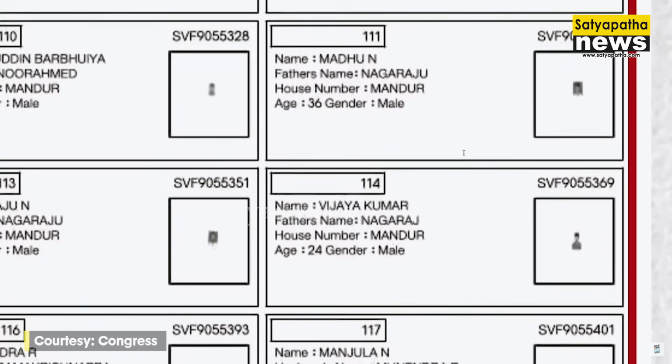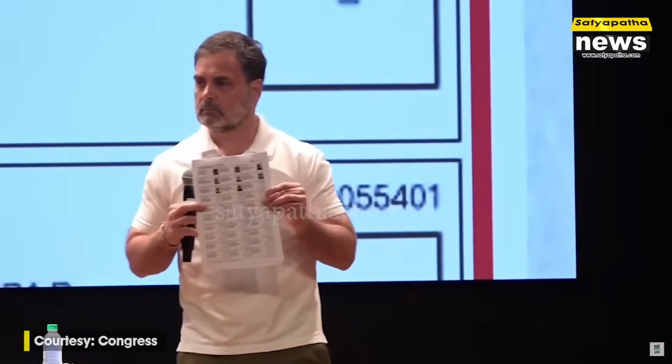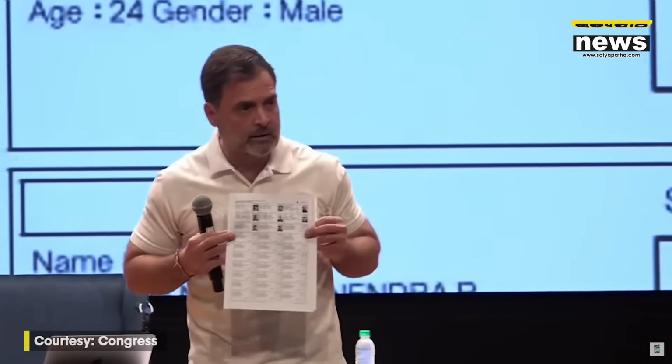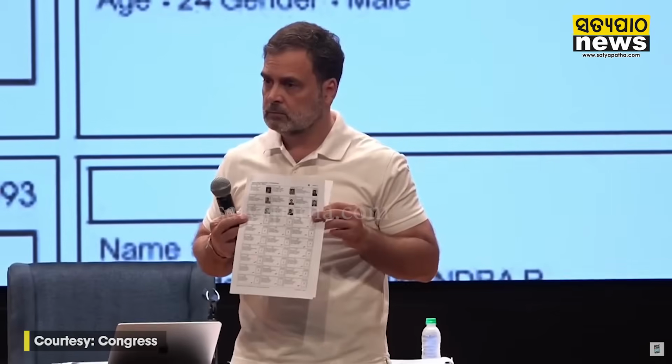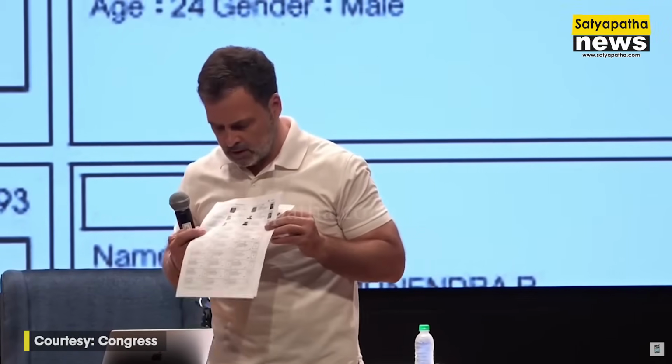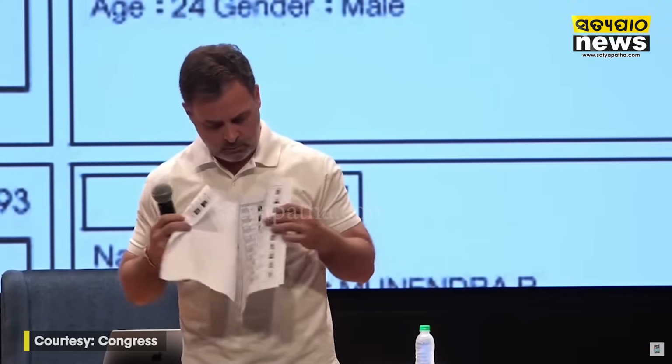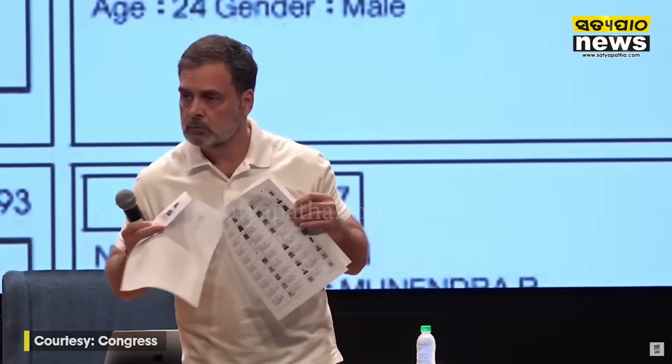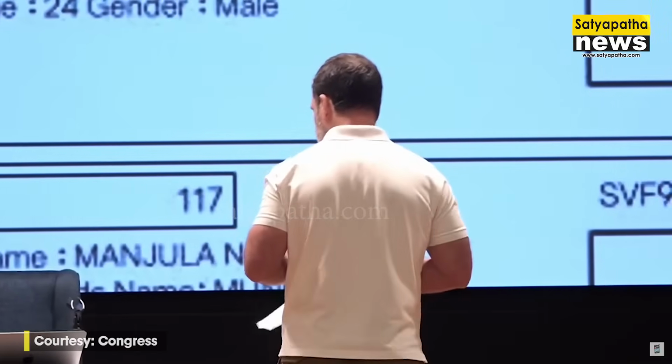Here. Or that you can't see them. That's an original voter list. That's a copy of a voter list. You can see no photos. Okay, so there's 4,000 of those.